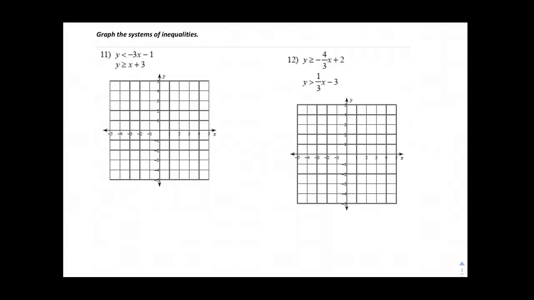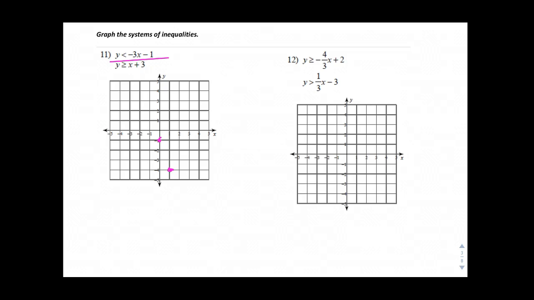This video starts on page 3 of your review. Page 1 and 2 was done in a previous video. I'm looking to graph this top line. What's nice is that it's already in y equals mx plus b form, which means that I get to just start on the -1. I get to move down 3, 1, 2, 3, and over 1.